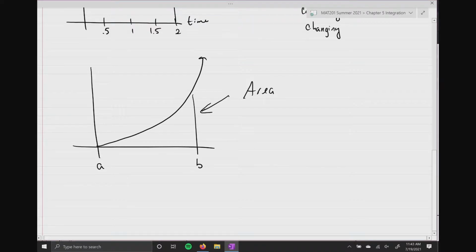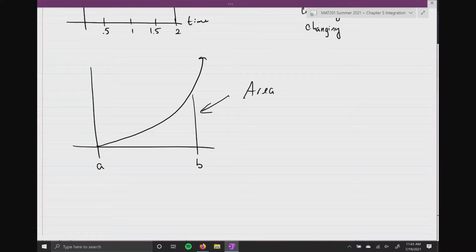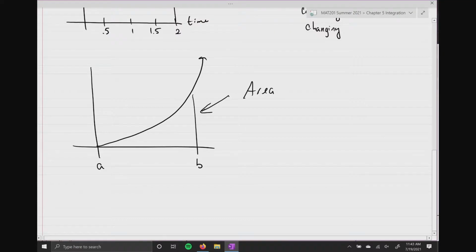Now, so what am I going to do? Well, I'm going to lean back on what I know. I know the area of a rectangle, and that's very easy. So if I were to take this, I could draw a very rigid rectangle right here, and I'm going to shade it in.